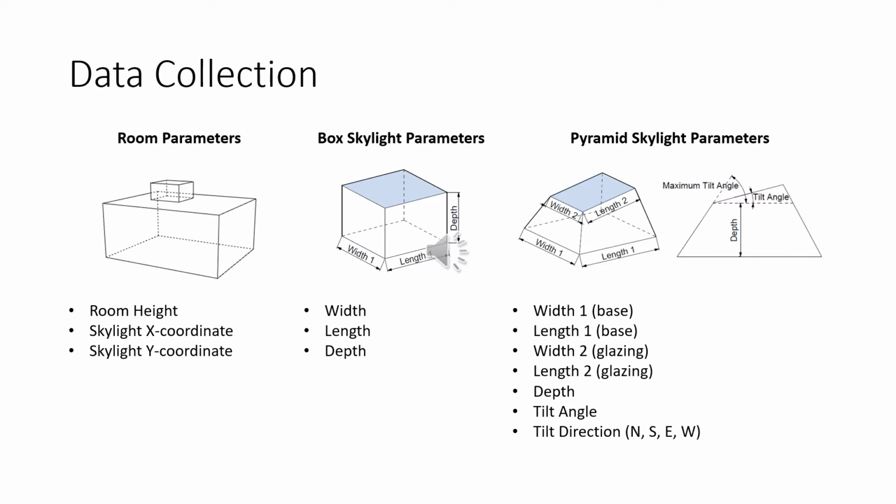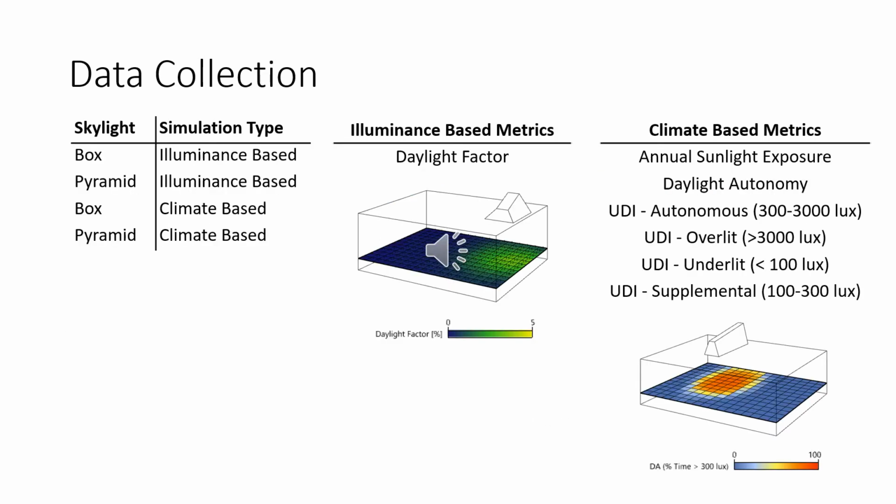We further constrained the parameters to avoid geometric issues such as skylights overhanging the walls or the pyramid skylights being larger on the top than at the base. We ran 20,000 cases to create our daylighting dataset. This was split into sets of 5,000 cases to cover each combination of box or pyramid skylight with luminance-based or climate-based metrics. For luminance-based simulations, we recorded daylight factor at each of the 220 sensor points in the model, each at a height of 0.75 meters.